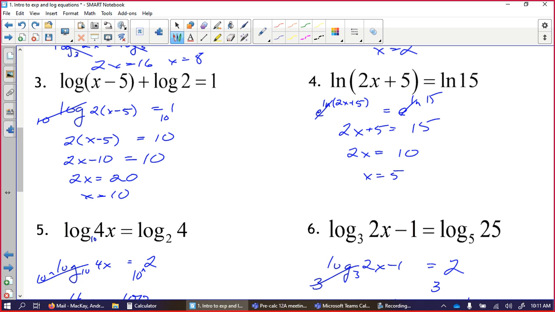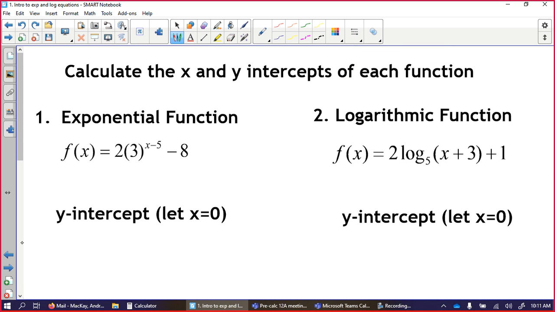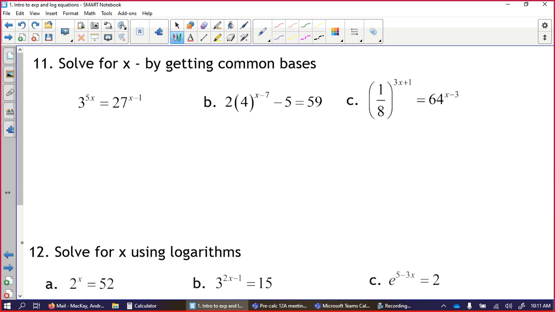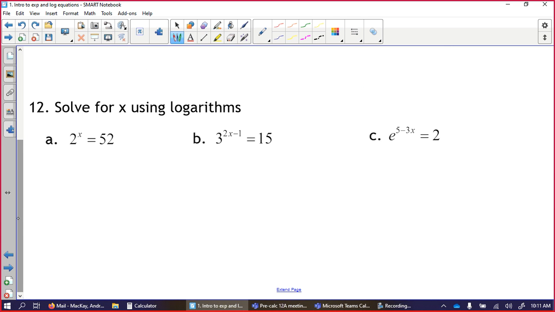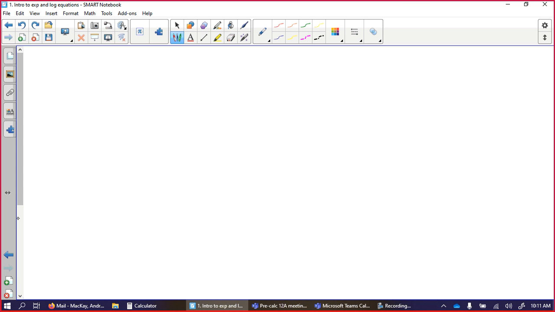10 minus 5 is 5. 5 times 2 is 10. The log of 10 is 1. And it all makes sense. So those are just some examples of those. That should give you enough to do all of this.